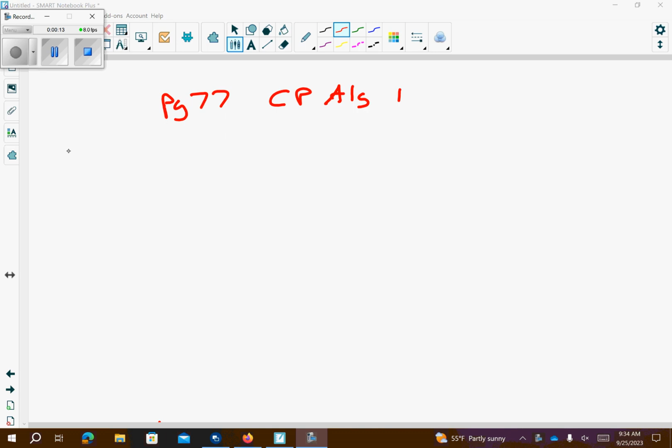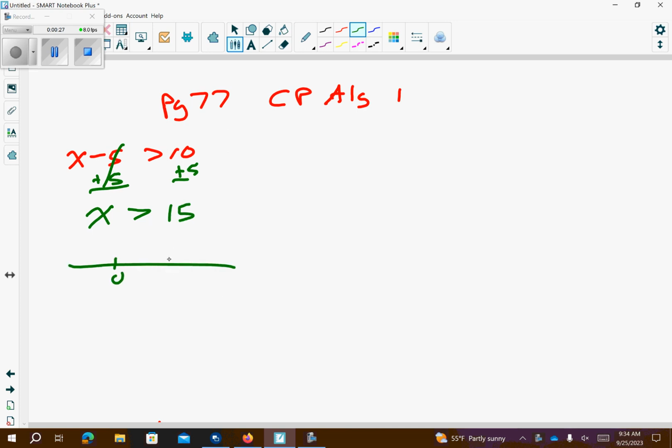So let's see. Problem number 1 on page 77, we have x minus 5 is greater than 10. All right, so we want to go ahead and solve this. I'm going to add 5 to both sides. Treat the inequality just like it would be a graph. So I have 0 here, I have 15 here. I have an open dot going this way. So my interval notation is going to go rounded bracket from 15 to infinity because this is pointing to infinity.